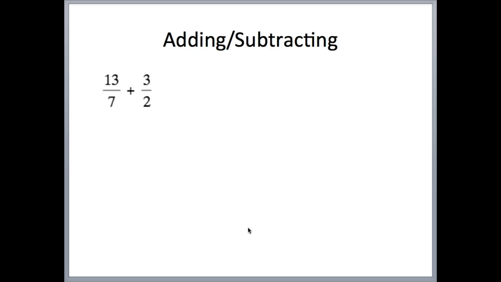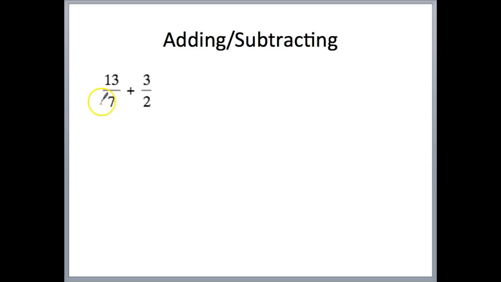When adding and subtracting fractions, the important thing to remember here is that you're going to need a common denominator. So the number on the bottom has to be the same if you want to add or subtract with fractions. You need a common denominator.